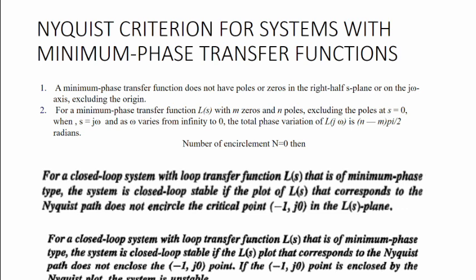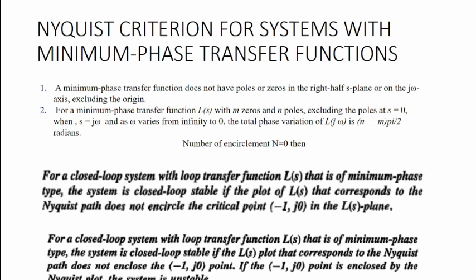Let us consider the non-minimum systems. A minimum phase system is a system where the roots are not lying on the right hand side, and the poles or roots on the imaginary axis are excluded with an infinitely small circle. So the number of encirclements in this particular case, where Nyquist has declared the entire right half of the S-plane as the Nyquist path, should be equal to 0, because there should not be any encirclements. That is why N should be equal to 0.